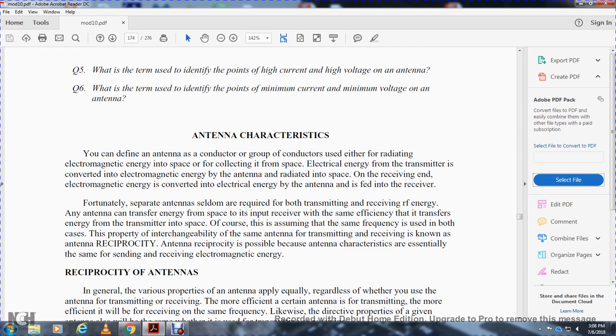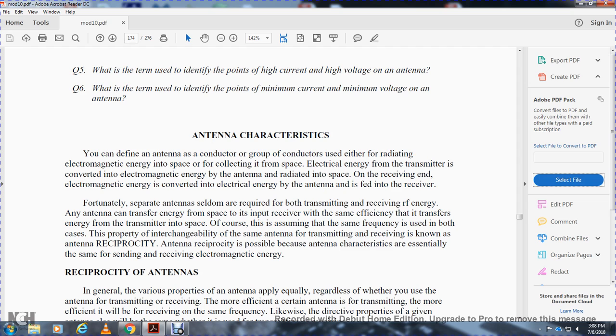Fortunately, separate antennas seldom are required for both transmitting and receiving radio frequency energy. An antenna can transfer energy from space to the receiver with the same efficiency as it transfers energy from the transmitter into space, assuming the same frequency. This property of interchangeability, using the same antenna for transmitting and receiving, is known as antenna reciprocity.